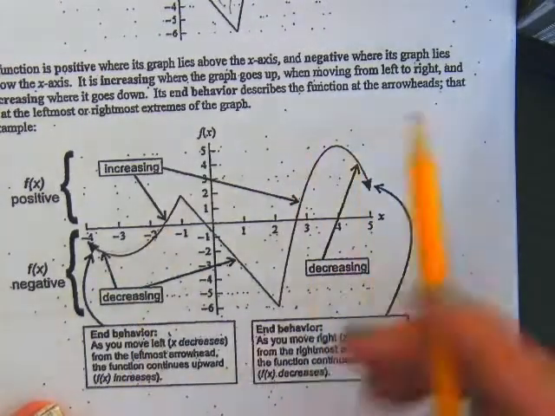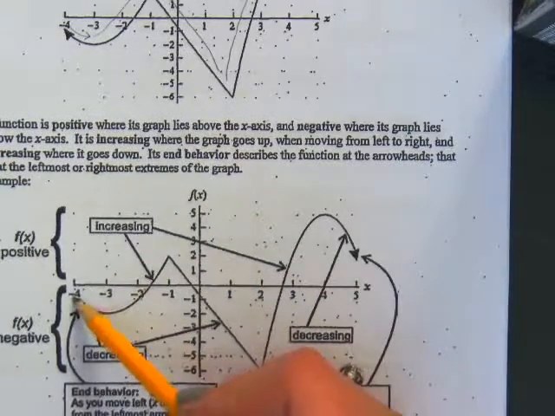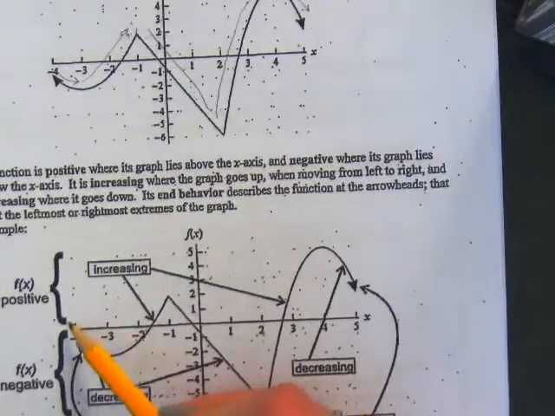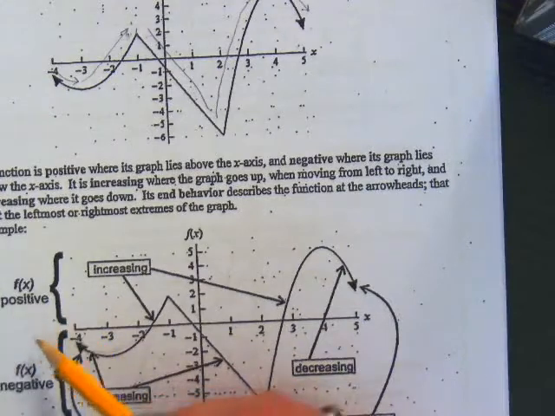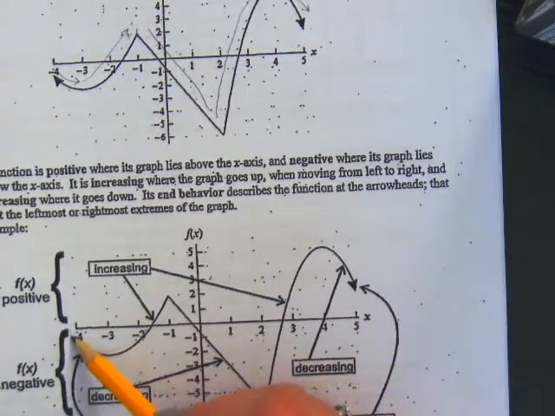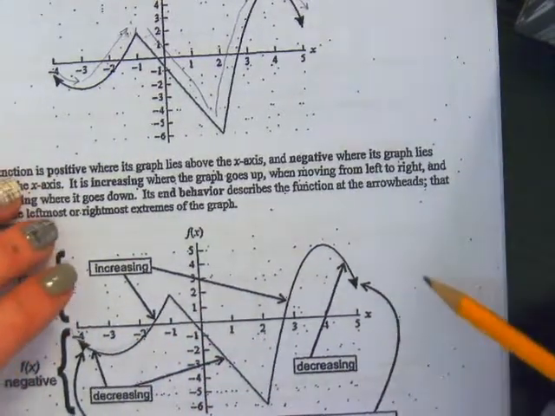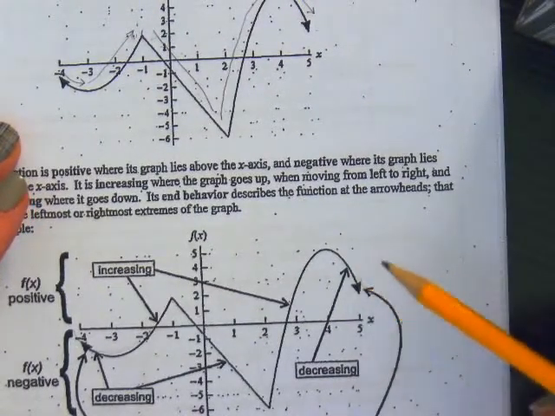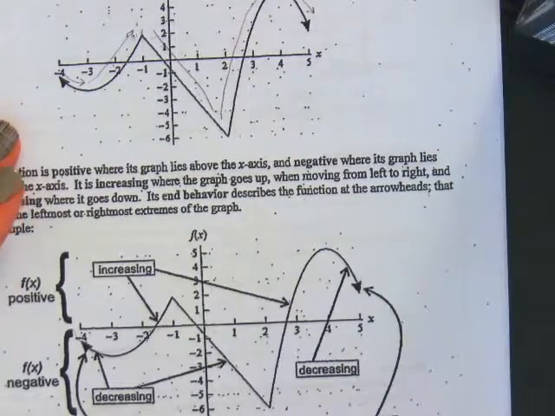Okay, the end behavior talks about what it's doing at the end. So although this arrow may look like it's pointing up, if we were to go from left to right, our function would be decreasing. And the same thing on this side, the end behavior here, it is decreasing.